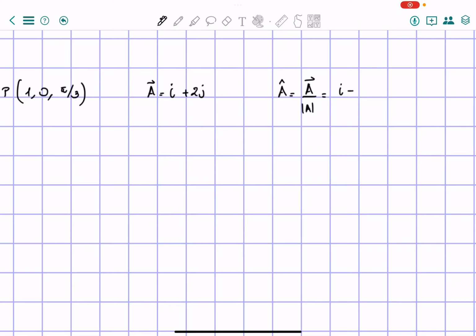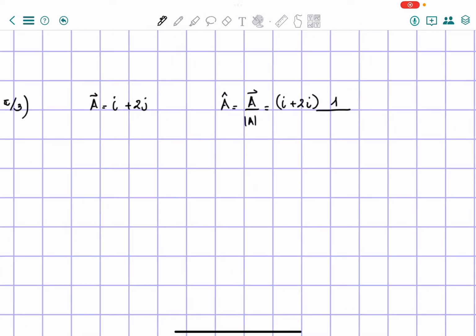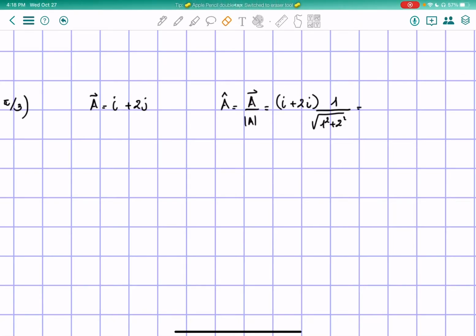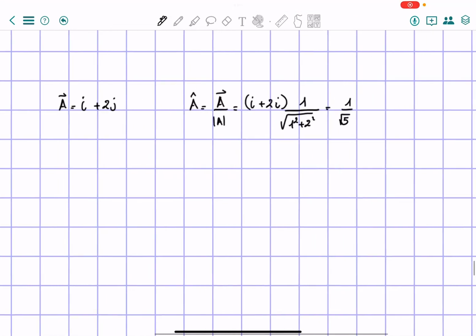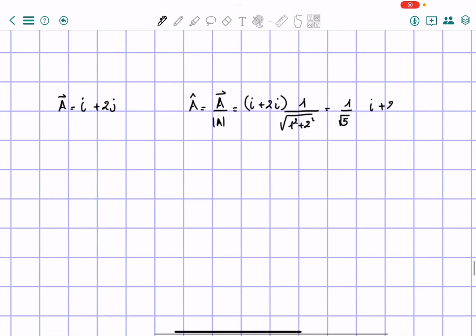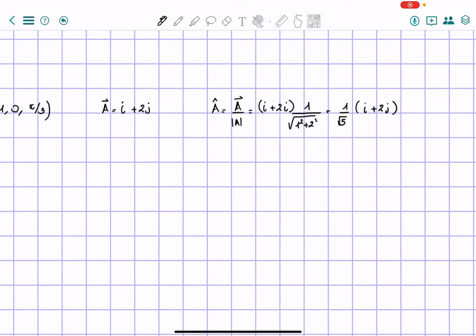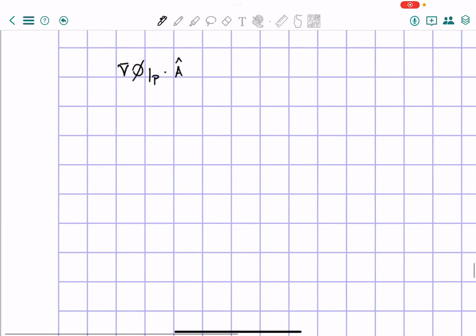It's going to be i plus 2j times 1 over the magnitude of A, which is going to be equal to 1 plus 2 squared, which is then going to equal 1 over square root of 5 times i plus 2j. That's going to be our A vector. So let's go back and let's find the gradient of our function.